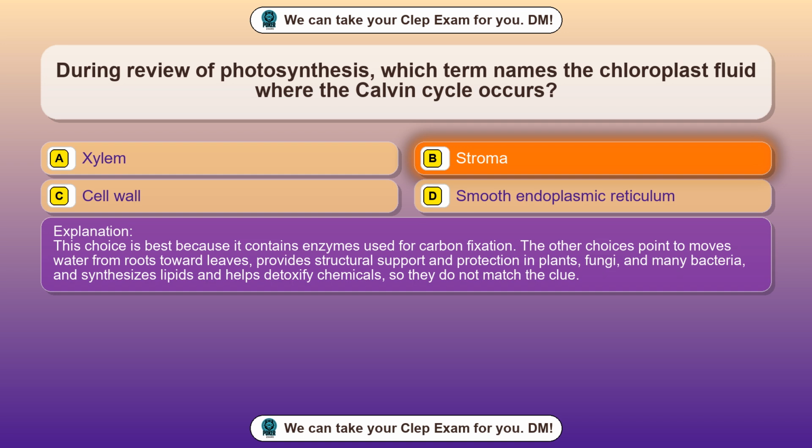This choice is best because it contains enzymes used for carbon fixation. The other choices point to moves water from roots toward leaves, provides structural support and protection in plants, fungi, and many bacteria, and synthesizes lipids and helps detoxify chemicals, so they do not match the clue.